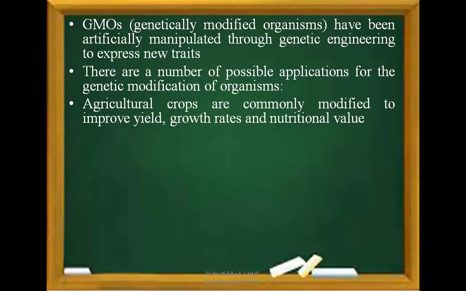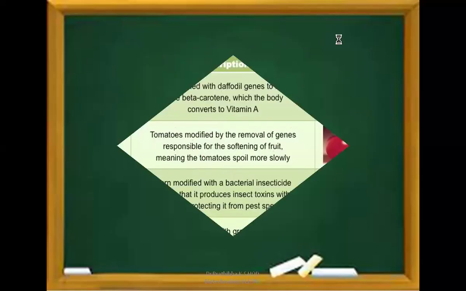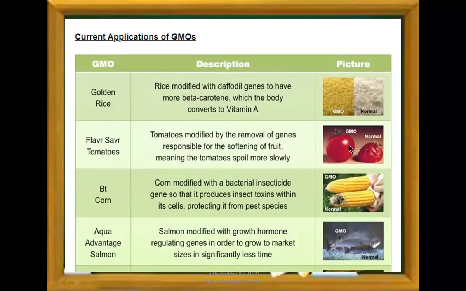Further, genetically modified organisms have been artificially manipulated through genetic engineering to express new traits. All those differences from normal to the good yield we obtain only because of using this genetic engineering. As you can see here, this is a good yield, right? Which we have got the good product.